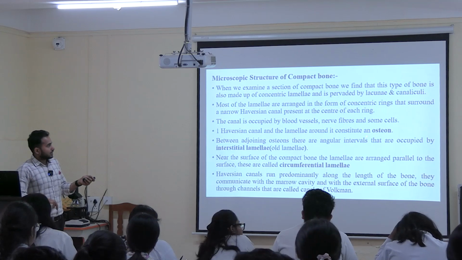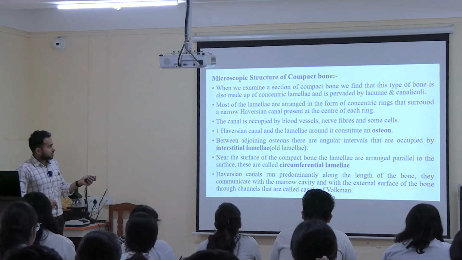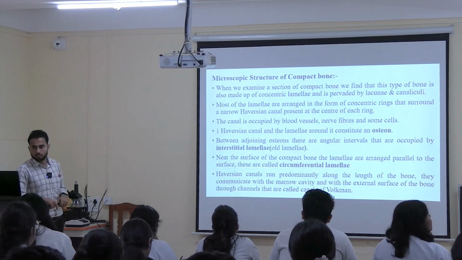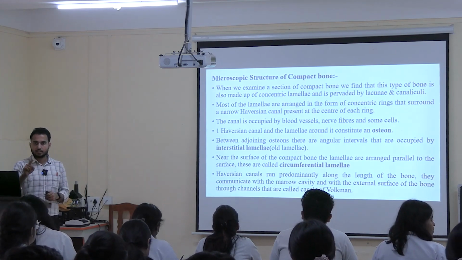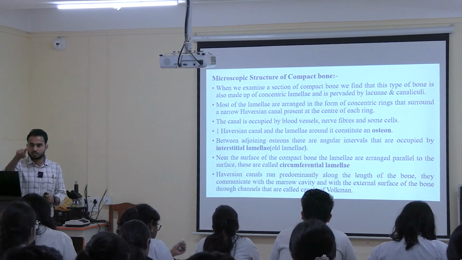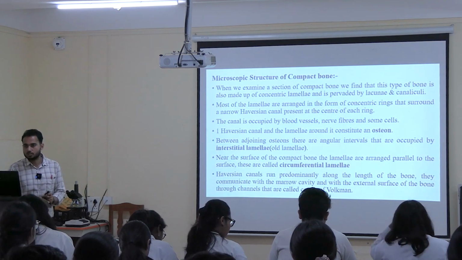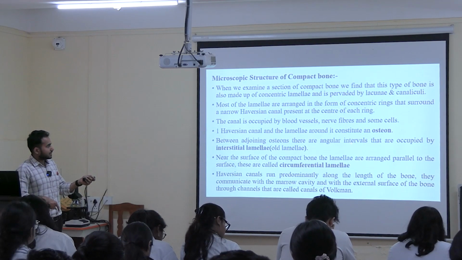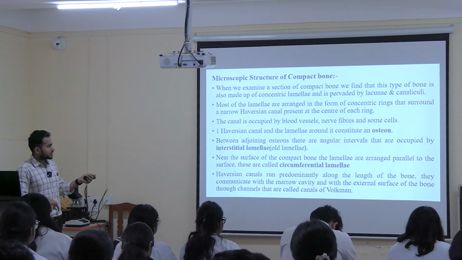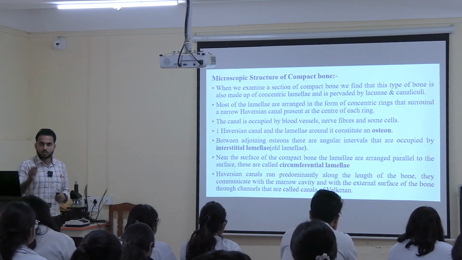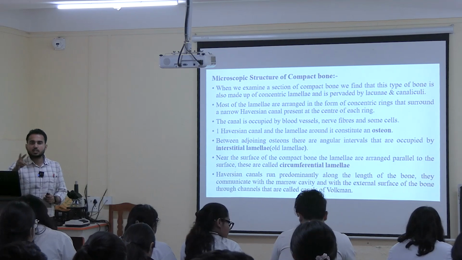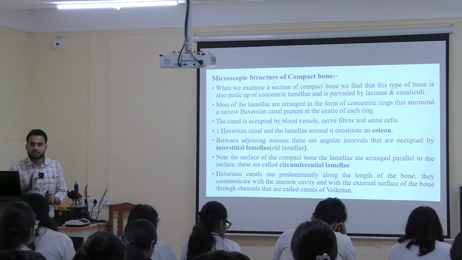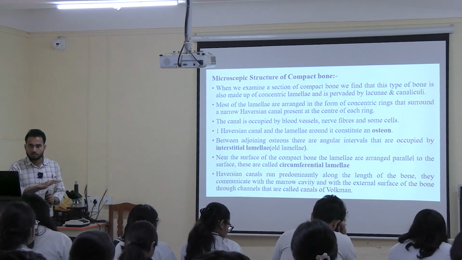Now, see, I hope you have heard about the osteon. One Haversian canal and the concentric lamellae present around it constitute the osteon. Next, between the adjoining osteons, there are angular intervals called interstitial lamellae. Between two concentric lamellae, the space which is present is called interstitial lamellae. The interstitial lamellae are the older lamellae.